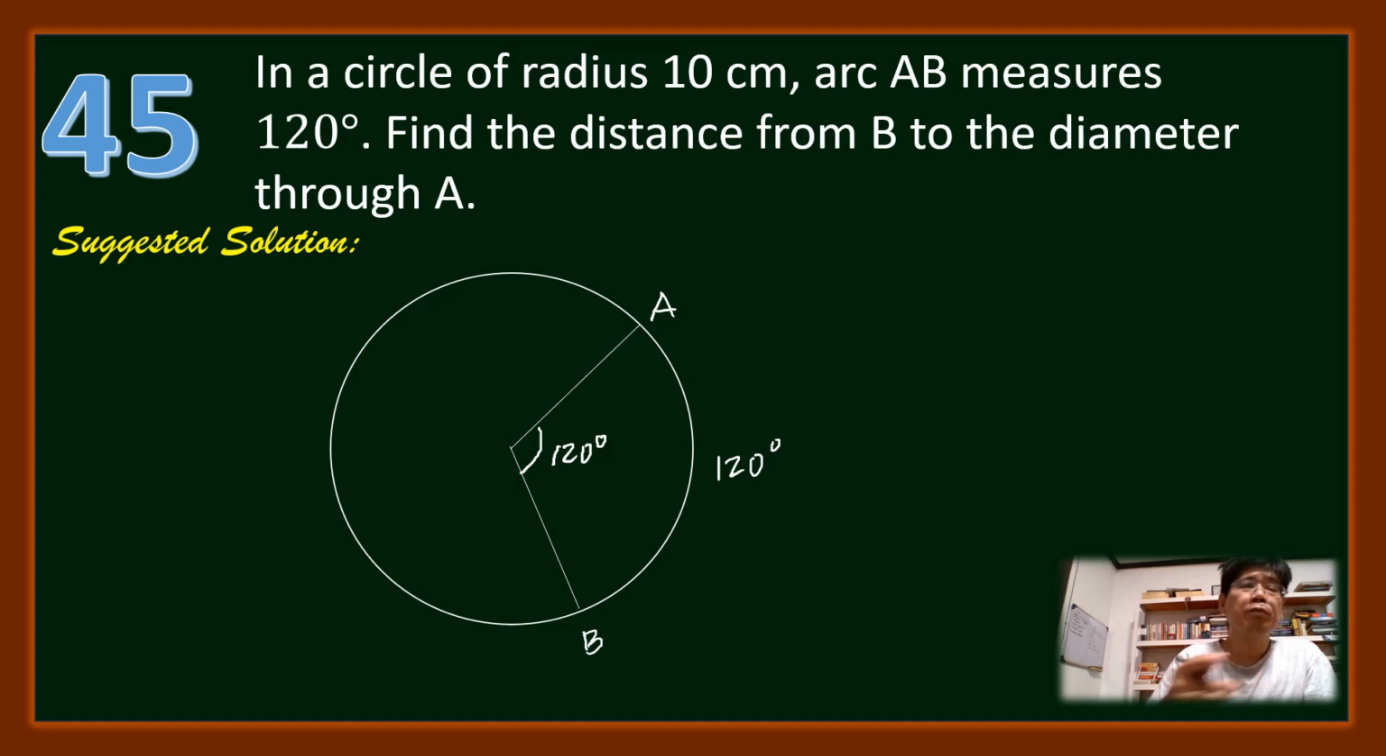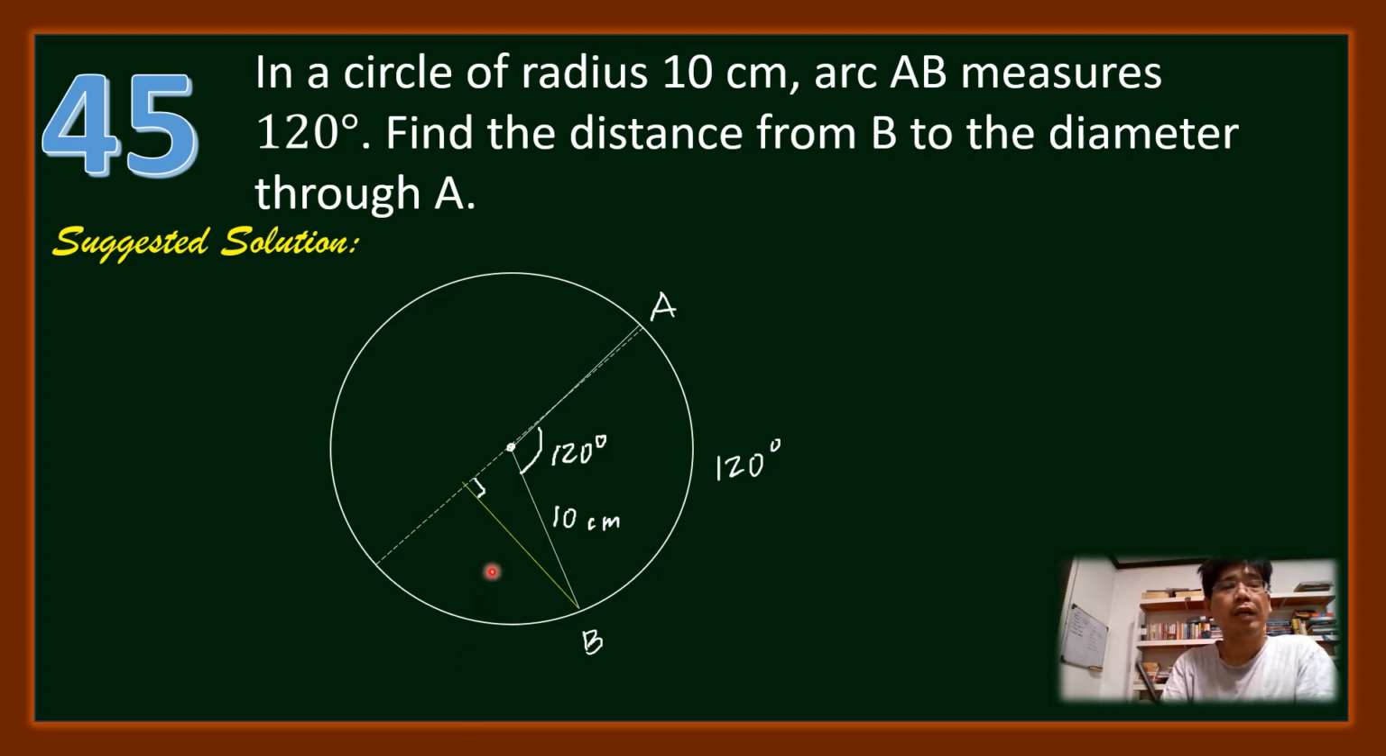Now we're looking for the distance from point B to the diameter through A. So let us draw the diameter through A, and we're looking for that perpendicular distance from that diameter to point B. If the radius of the circle is 10 centimeters, then from the center of the circle to point B, that is the distance 10 centimeters.